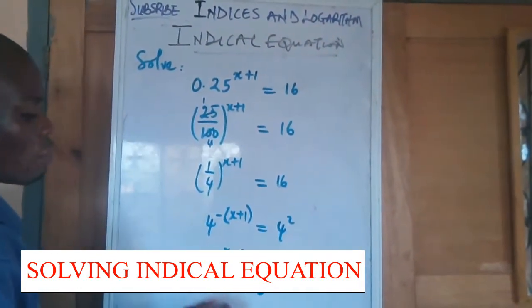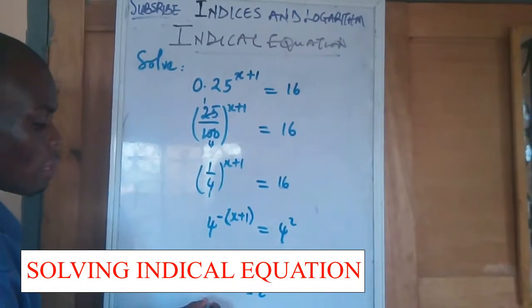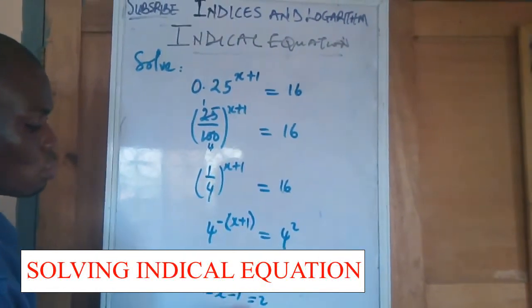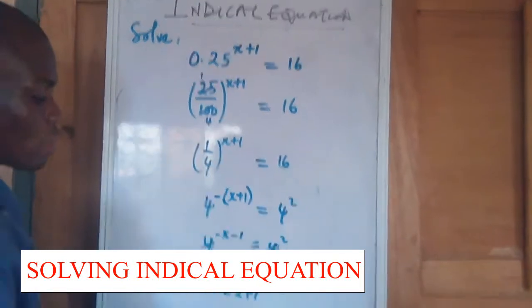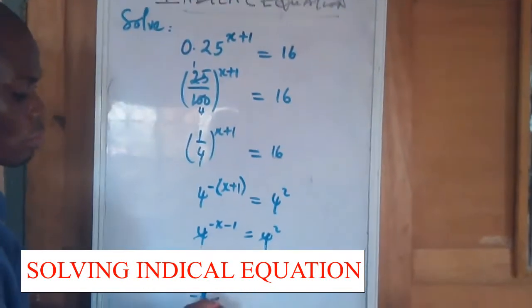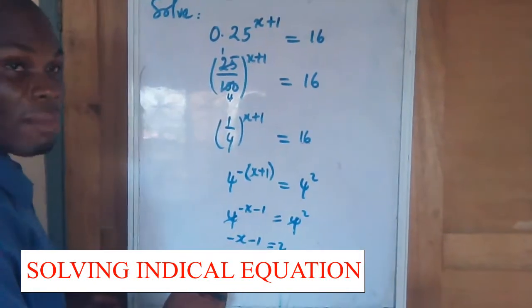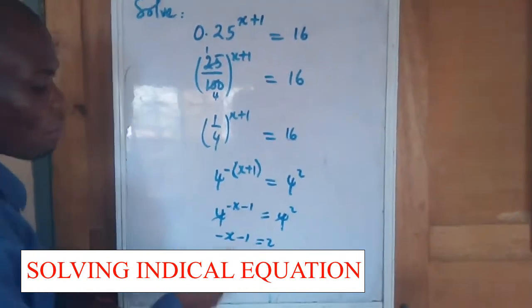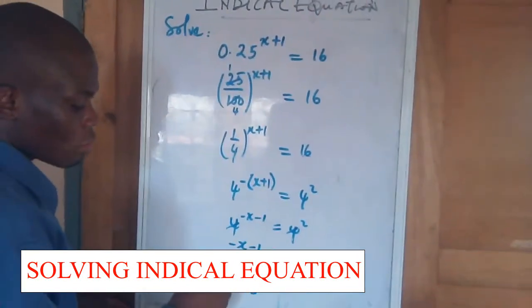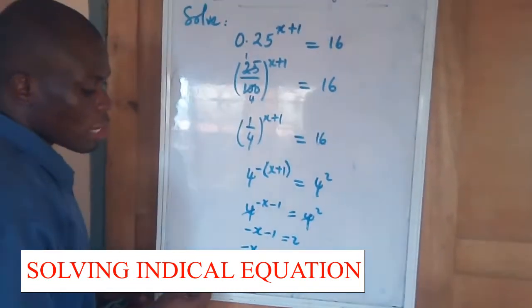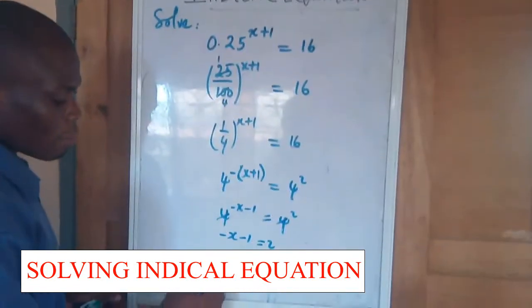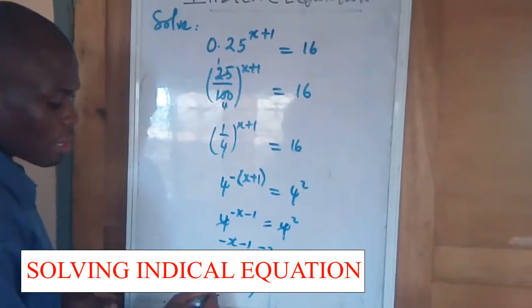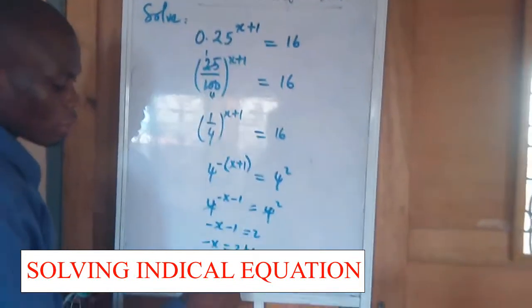And since the base is the same, we eliminate the base, and you have minus x minus 1 equals 2. So if you collect the like terms, you have minus x equals 2 plus 1. So minus x is equal to 3. Since you are looking for a plus x, you multiply both sides of the equation by minus 1, so you have x equals minus 3.